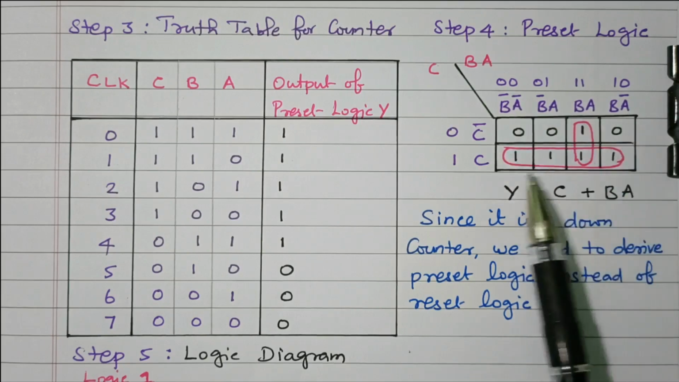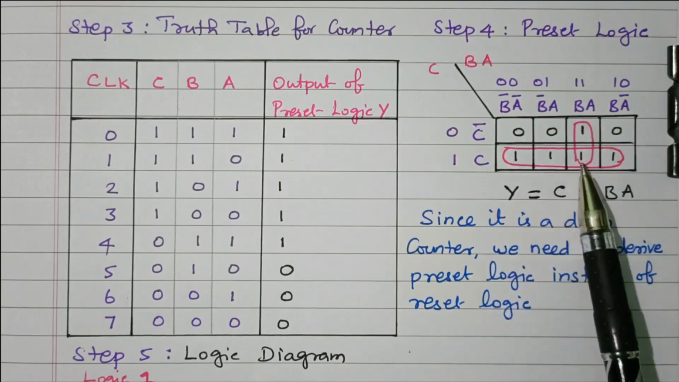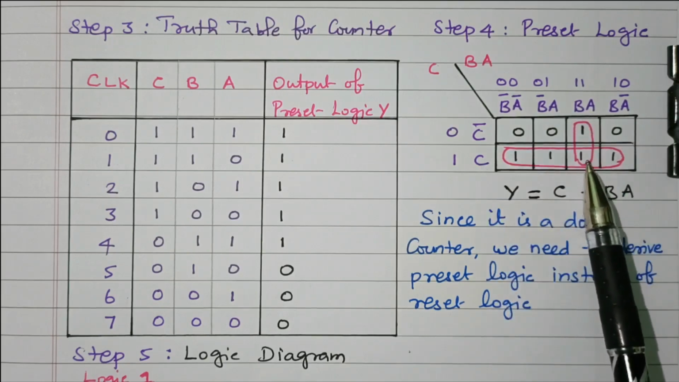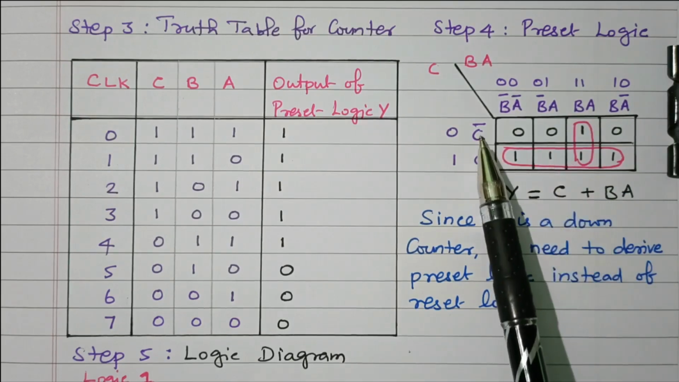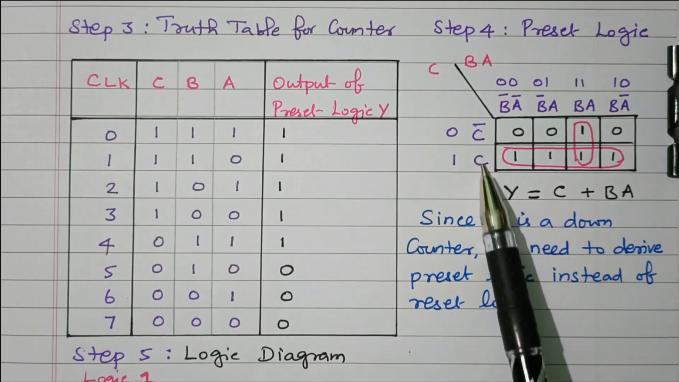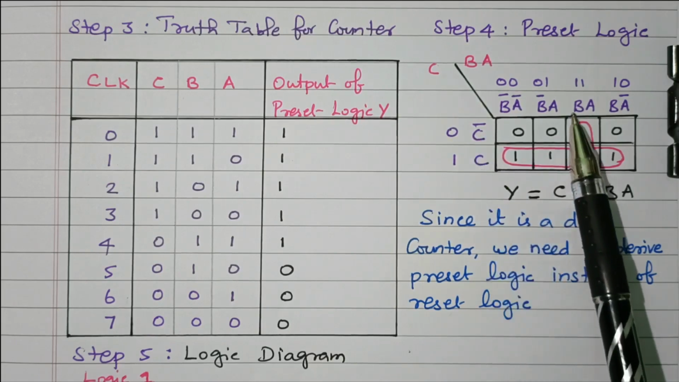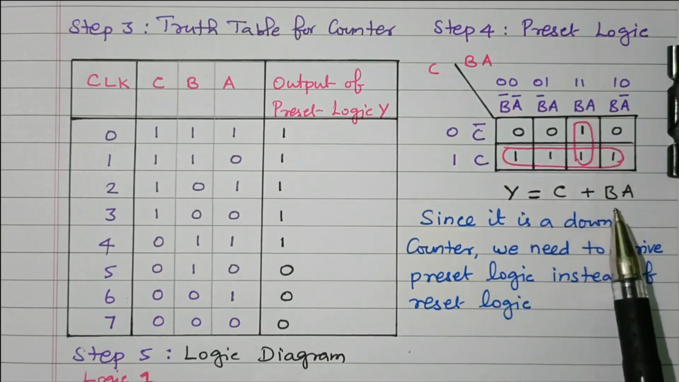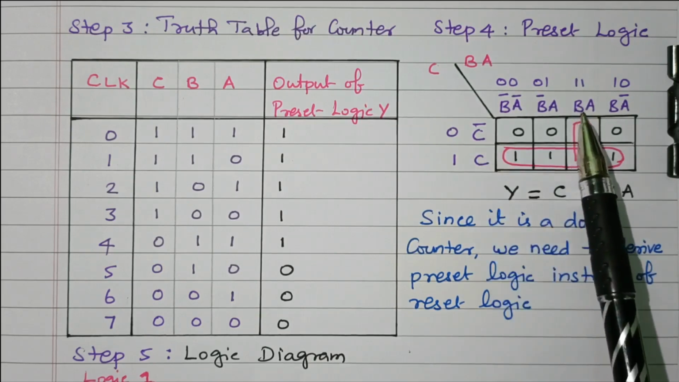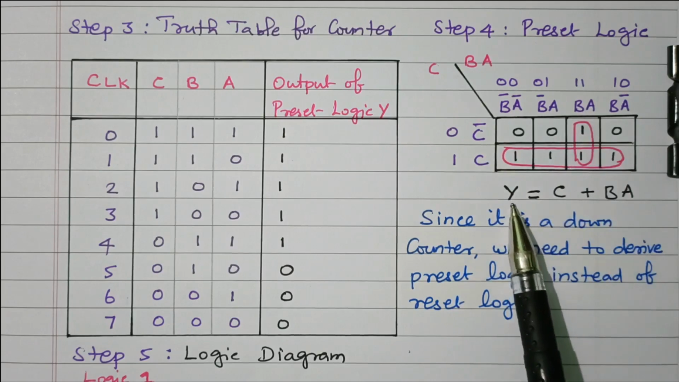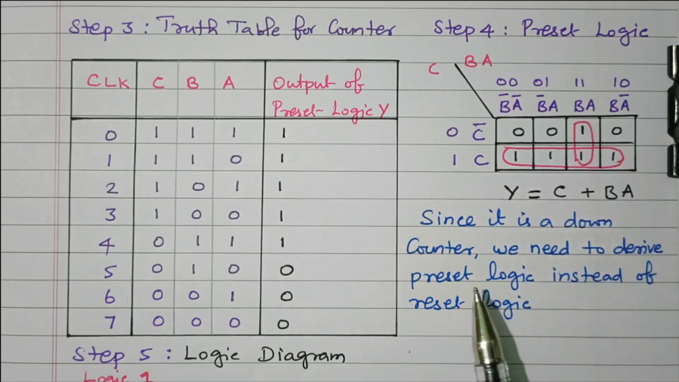So all are cancelled. Only C is there. While grouping these 2 cells, we have to refer the corresponding first row as well as second row. First row, second row, C bar C is there. Got cancelled. The corresponding column, third column, BA. So only BA. This row cancel, only column is there, BA. So Y equal to C plus BA.